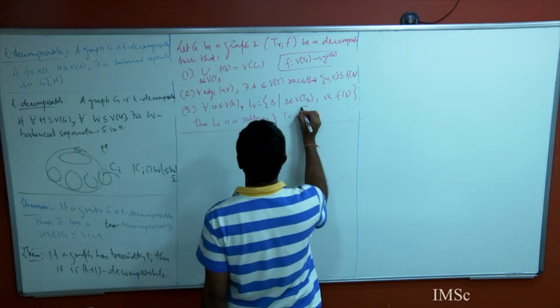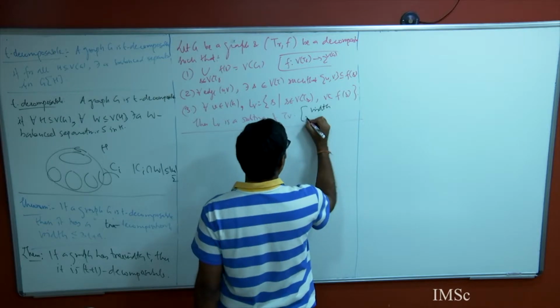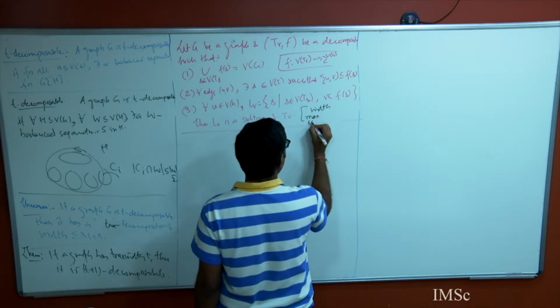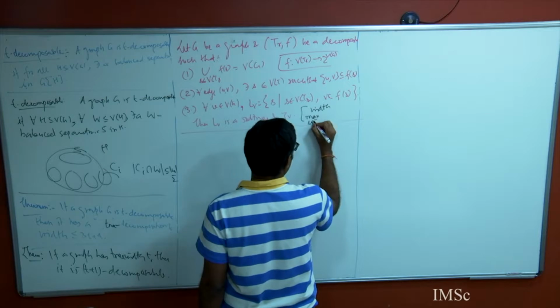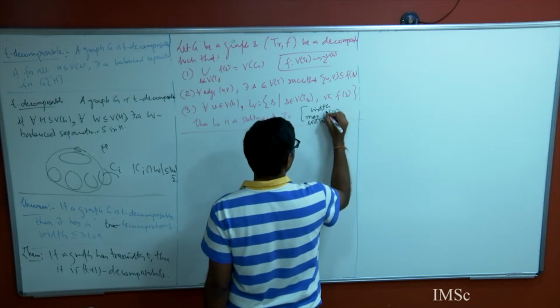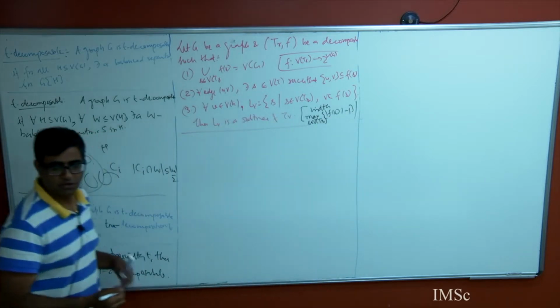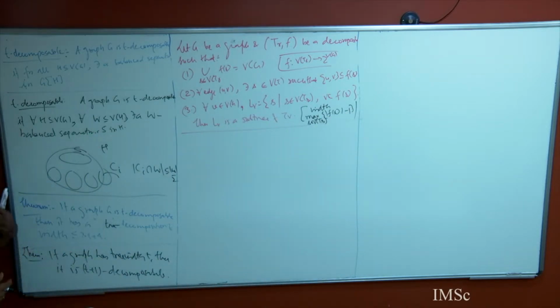And how did we define the notion of width? Width was the maximum over S in V of T of the size of F of S, minus 1. And the tree width of a graph was to find a tree decomposition with minimum width.